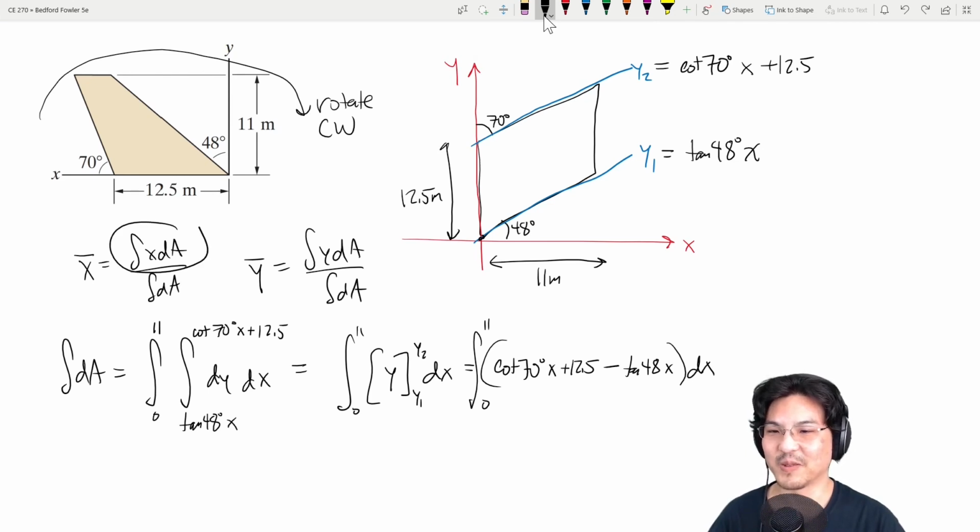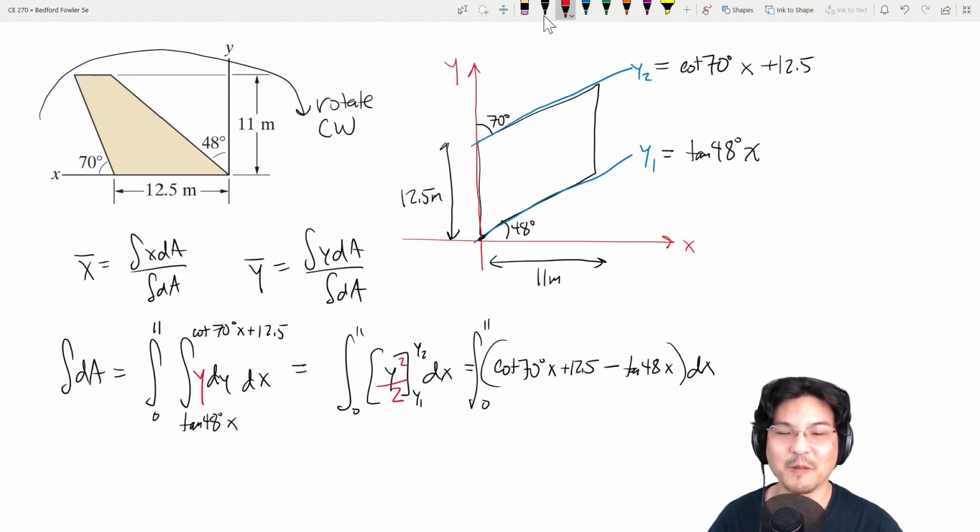If you wanted to do this one, x dA, everything looks the same, except there's going to be an extra x term right there, which shows up right here, and then a similar process. And then if you wanted this one, there's a y that shows up here. This becomes y squared over 2 when you integrate. And then when you evaluate, it's going to be this squared minus this squared. And then you integrate that from 0 to 11.